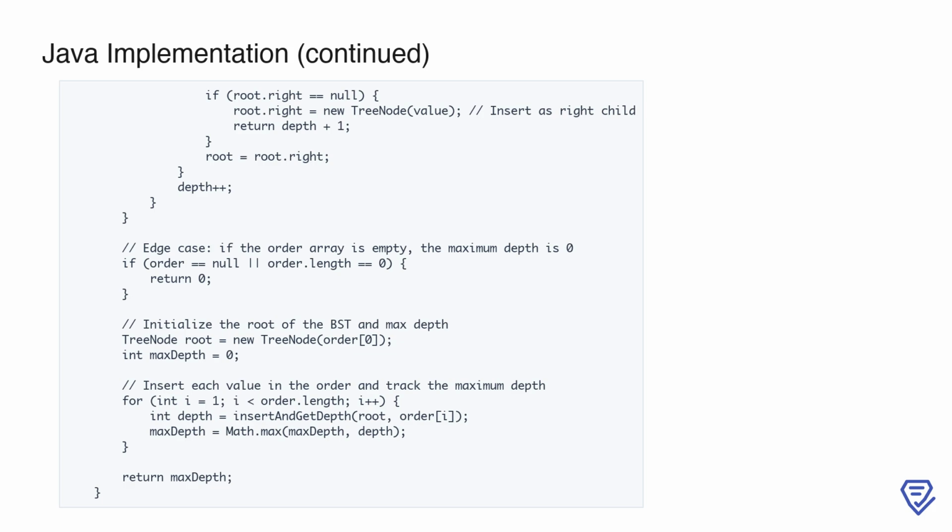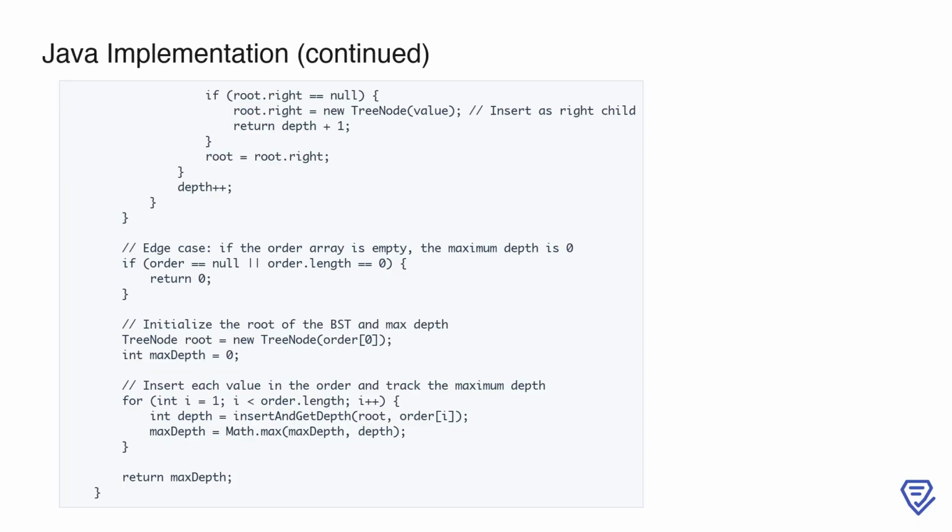After defining this helper function, we address an edge case where the input array is empty. If the array is null or has no elements, we return 0, since the depth of an empty tree is 0. Next, we initialize the root of the BST using the first value in the array and set the initial maximum depth to 0.